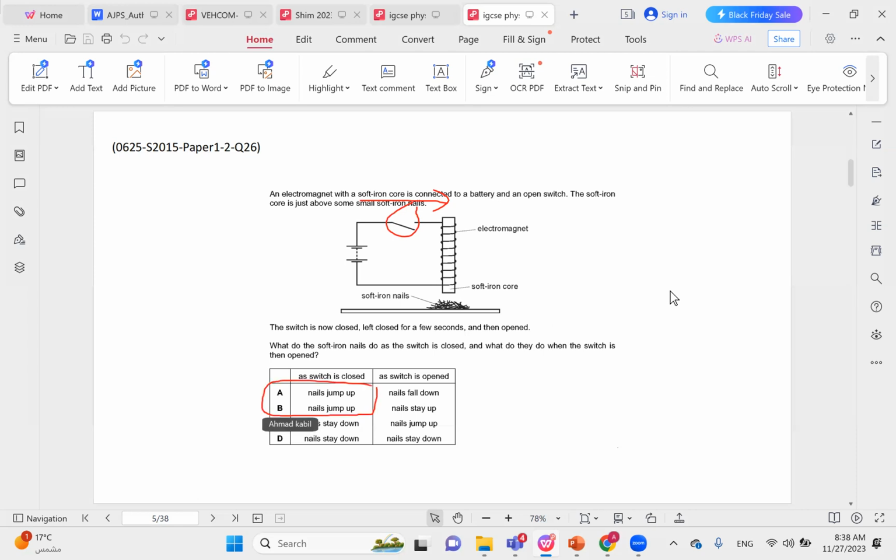So we're between A and B. Now, when we open the switch, there is no longer any current flowing in the circuit. And you should know that an electromagnet is easily magnetized, easily demagnetized. So as soon as there is no current flowing in the circuit, the electromagnet stops working. The soft iron core stops its magnetism. It is no longer magnetized, and it stops attracting the nails. So what happens to the nails? The nails fall down. So the correct choice here would be choice A.